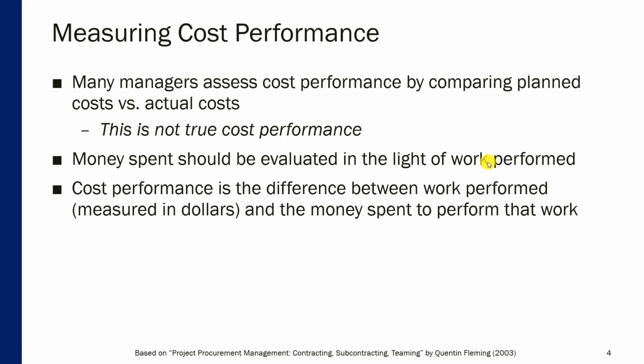Just because you spend a lot of money does not mean that you're somehow lagging behind in relation to cost goals, because if you're also accomplishing a lot of work with that money spent, then the seller is in line with what was agreed upon. However, if a lot of money is being spent without accomplishing the goals that were outlined in the contract, then it's a problem. So, given those ideas, cost performance is the difference between work performed measured in dollars and the money spent to perform that work. So if there's a big difference between these two, then this is a problem.